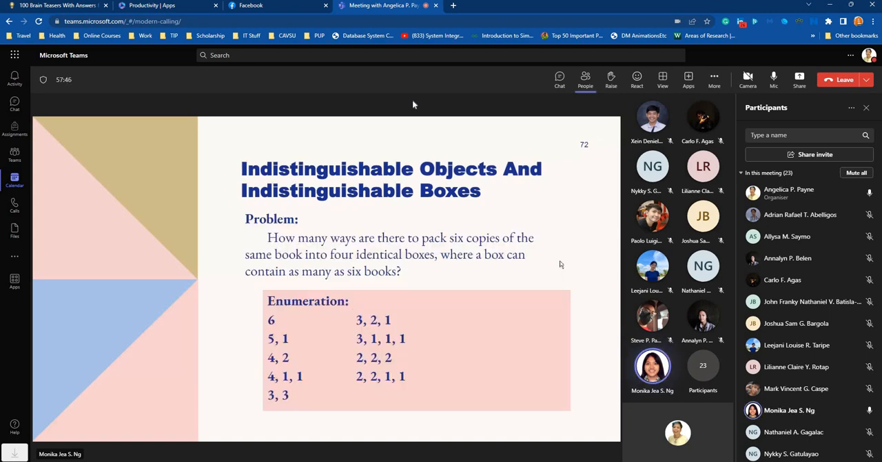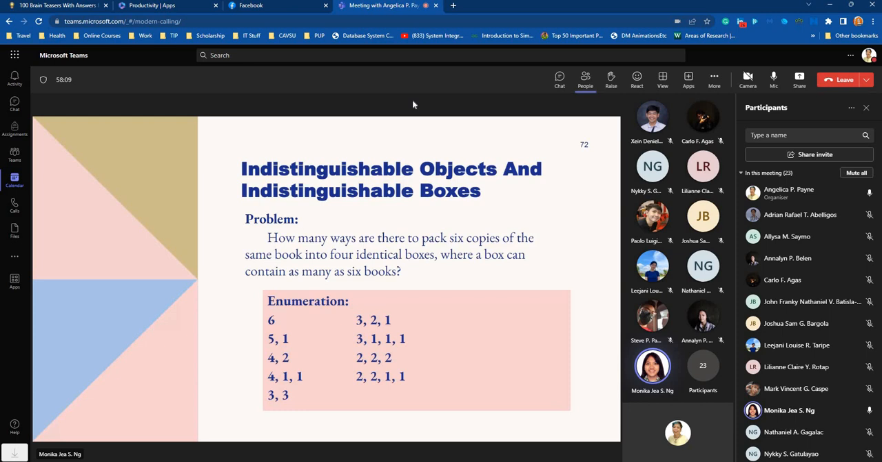Next, indistinguishable objects and indistinguishable boxes. How many ways are there to pack 6 copies of the same book into 4 identical boxes where a box can contain as many as 6 books? So in this type of problem, since they're all identical, we can't really differentiate them from each other. We can only enumerate them.